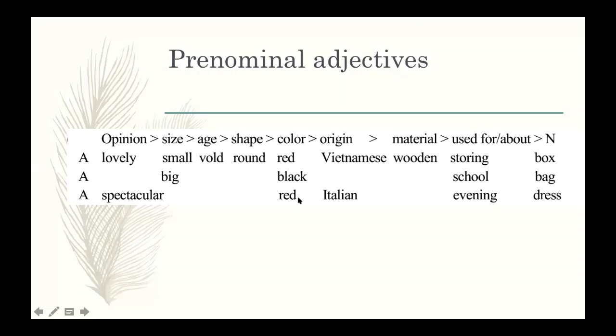And this is what you have learned in high school. Opinion, size, age, shape, color, origin, material. And the last one, useful, is the function of it. When I studied in grade 10, I first studied the order of adjectives that modify a noun. And then my teacher gave me a very interesting poem. And I still remember the poem until now. I don't know why. And this poem is about the order of adjectives.